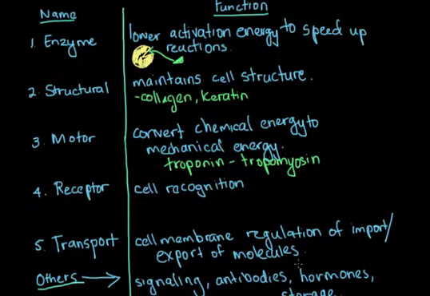The fifth kind I've listed here is a transport protein. Transport proteins usually traverse the cell membrane, the phospholipid bilayer, and this allows polar molecules to go through the non-polar lipid membrane that exists in cell membranes. Usually polar molecules can't go through that non-polar lipid layer, and that's why having a transport protein with a channel through it allows a specific molecule to go through.